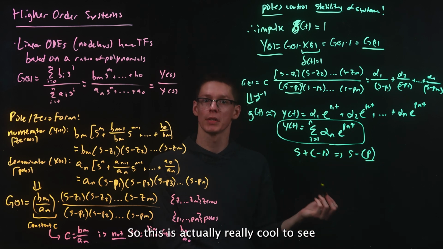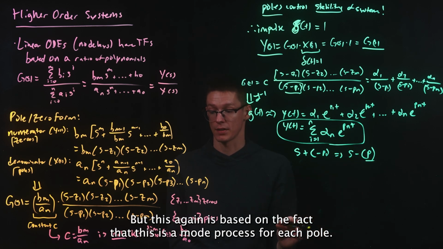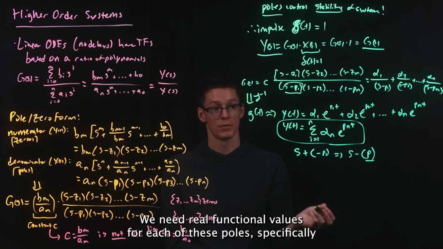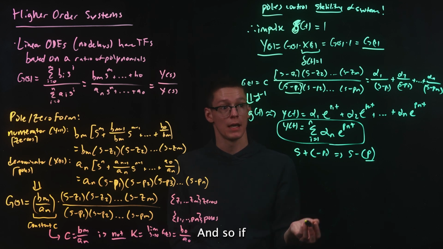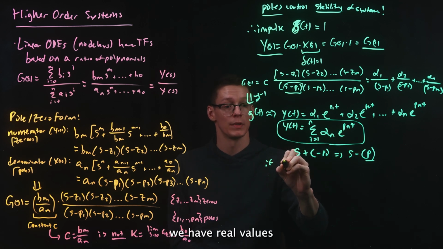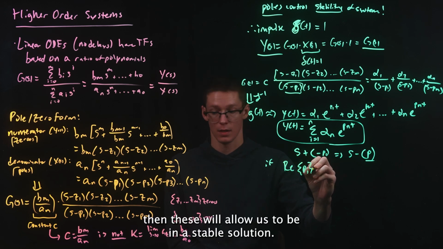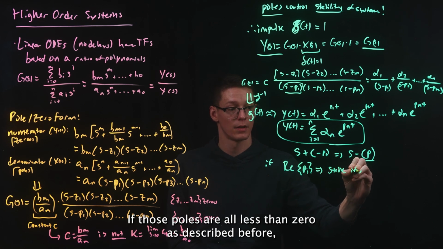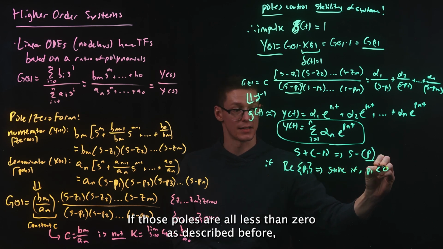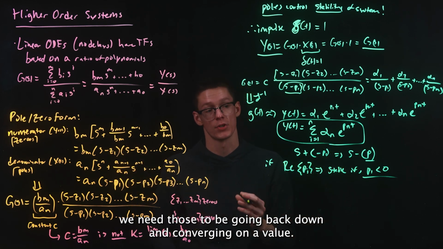So this is actually really cool to see that we've been able to resolve this based on our poles, but this again is based on the fact that this is a mode process for each pole. We need real functional values for each of these poles, specifically where the system is then going to be stable. And so if we have real values for all of these poles, then these will allow us to be in a stable solution if those poles are all less than 0, as described before. We need those to be going back down and converging on a value.